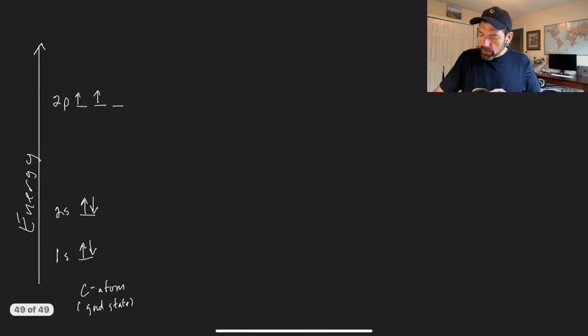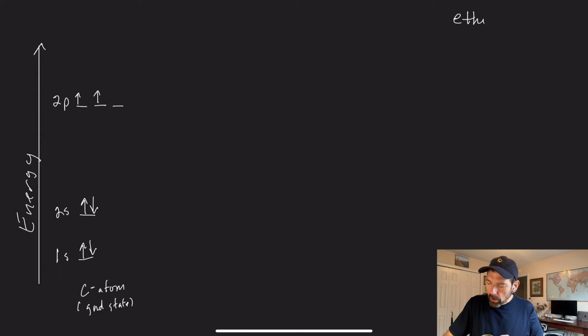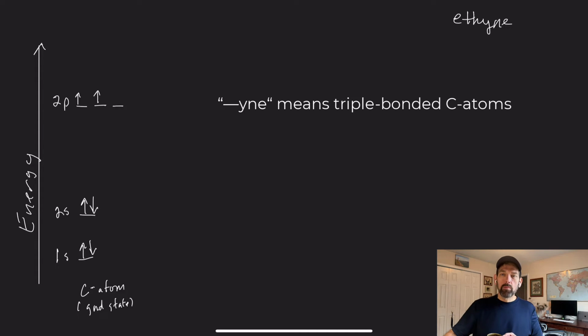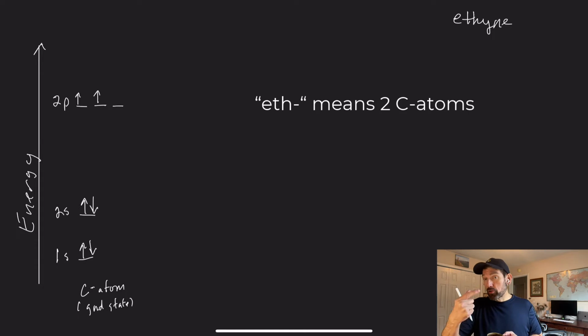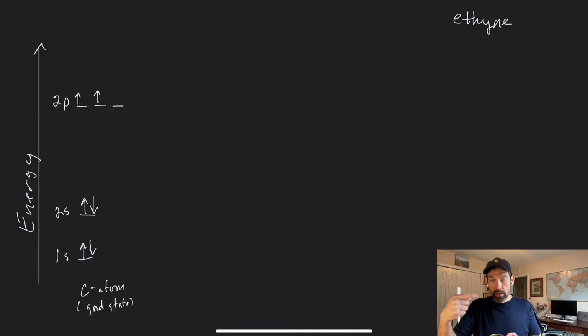All right, so for this next example, let's look at something called ethyne. So you see the Y and E, so that would mean it's a triple bonded carbon. And so methane, ethane, propane, etc. So ethyne, there's 2 carbons. That's what that prefix, the eth part, means. So we know that this is 2 carbons that are triple bonded, and then it's a hydrocarbon.